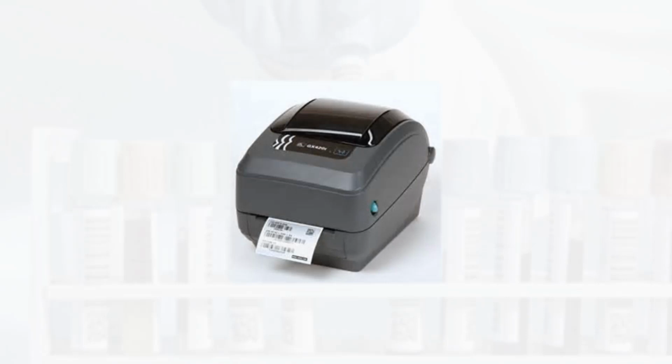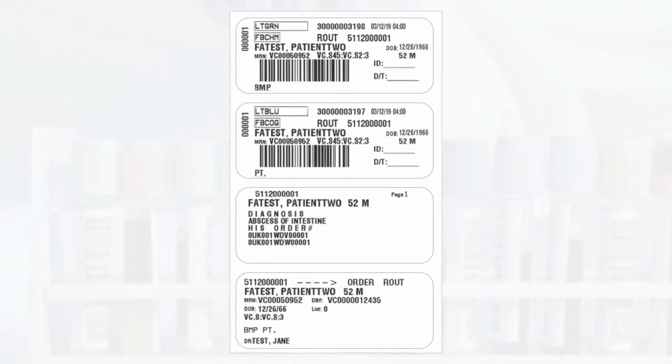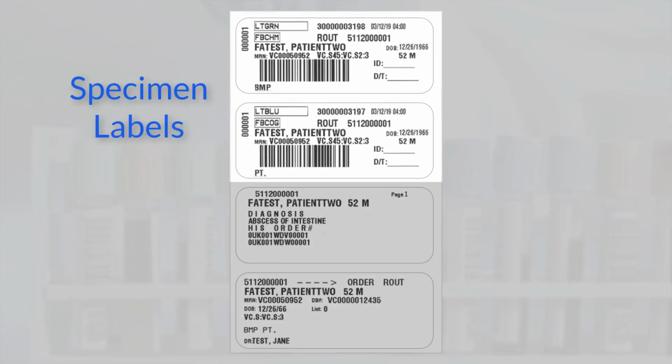Once the labels print, they will need to be removed from the printer and separated by patient. The labels are taken into the patient's room where the specimens are obtained. These two labels are specimen labels. Notice that there are two tests for this patient. There is a basic metabolic panel, or BMP, and a ProTime, or PT. So each test will be in different tubes, hence two labels.